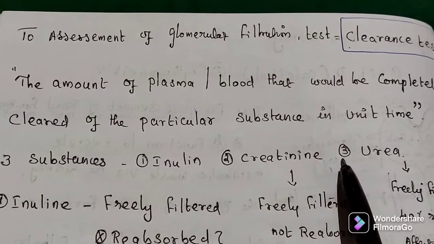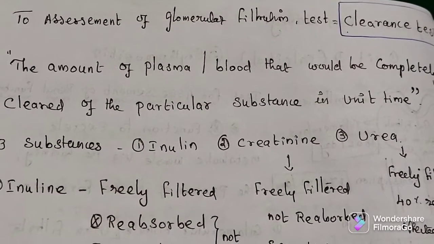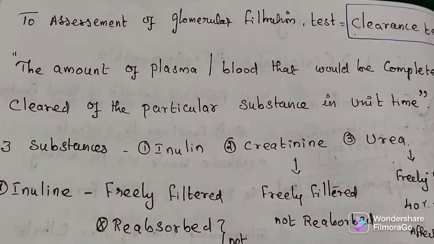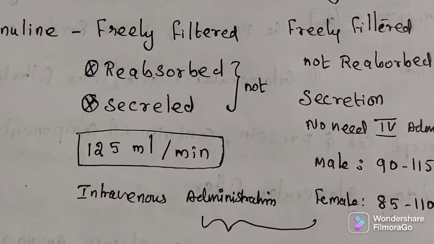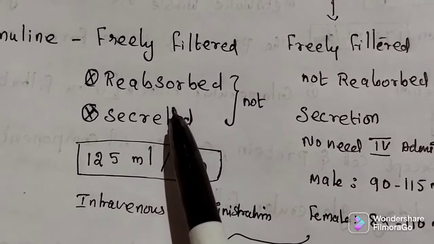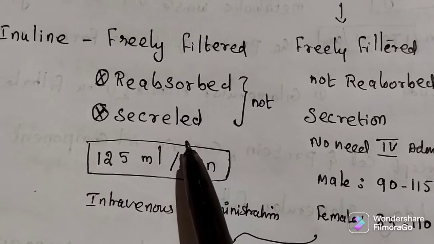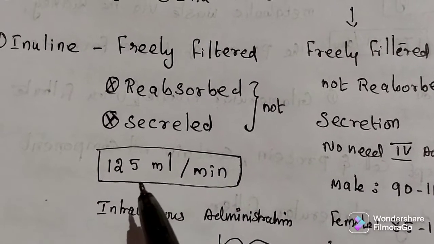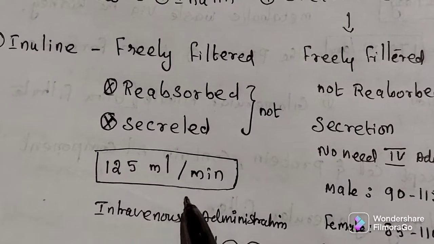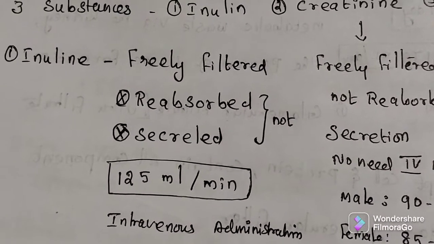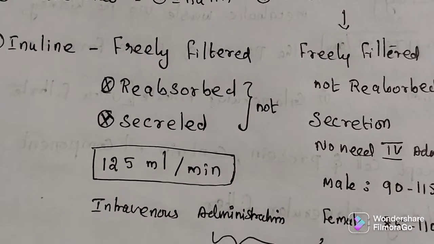Among these three, inulin is the best because it is freely filtered at the glomerulus, and then it is neither reabsorbed nor secreted by renal tubules. For this reason, it gives a value of 125 ml per minute. It has to be given intravenously.